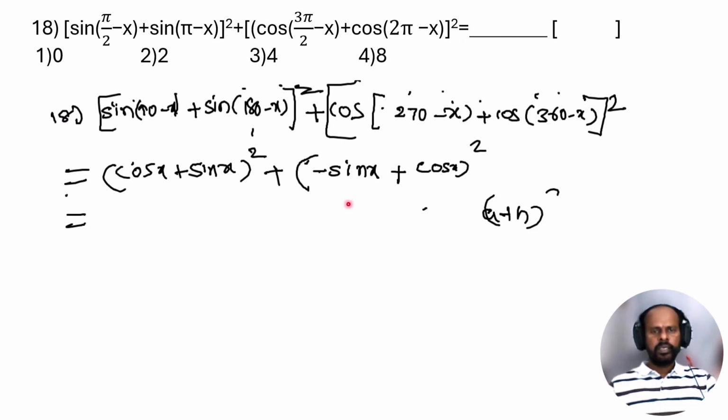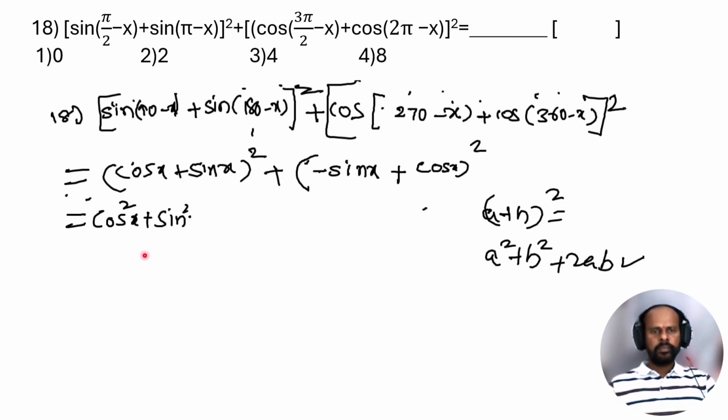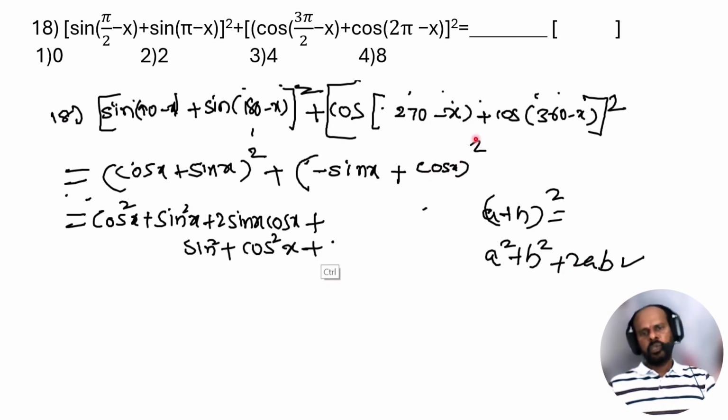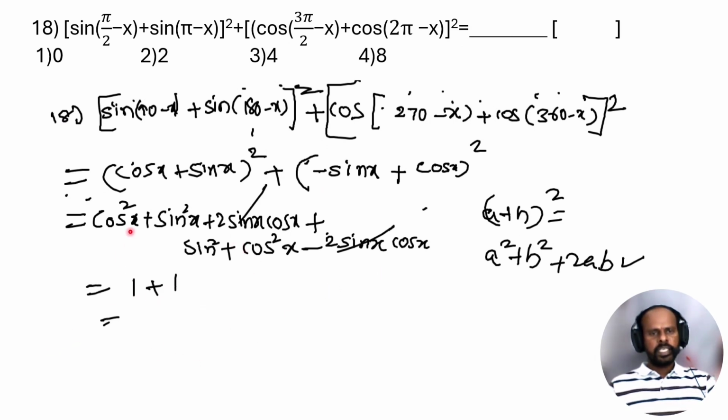The first one is a square plus b square plus 2ab, and here using the same: cos square x, sin square x, plus 2ab, that is 2 sin x cos x. And here let us use the a minus b whole square formula, that is a square plus b square minus 2ab, so minus 2 sin x cos x. Now if you observe in this result, plus 2 sin x cos x and minus 2 sin x cos x get cancelled. Sin square theta plus cos square theta is 1, and sin square theta plus cos square theta is 1, so 1 plus 1 is 2, and the option is 2.